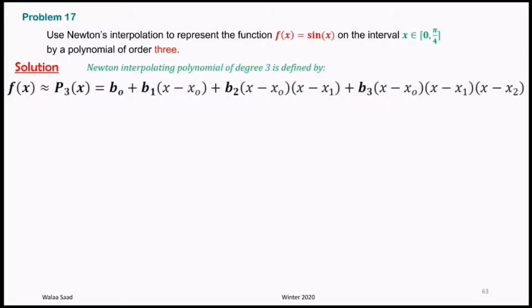Let's continue discussing problems of assignment 2. Problem 17, use Newton's interpolation to represent the function f of x equals sine x on the interval x from 0 to pi over 4 into a polynomial of order 3.